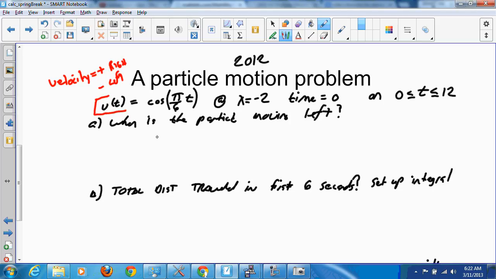So what do we need to do? We need to consider, when does pi over 6 times t equal 0? Well, let's take a look at it. When does cosine itself equal 0? Well, cosine of x equals 0 at pi over 2, 3 pi over 2. Just a quick refresher.